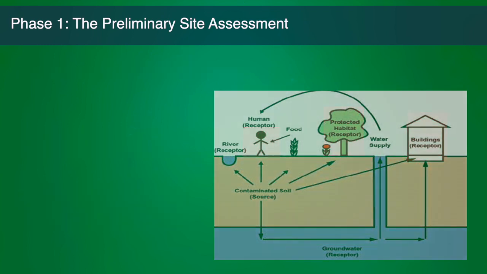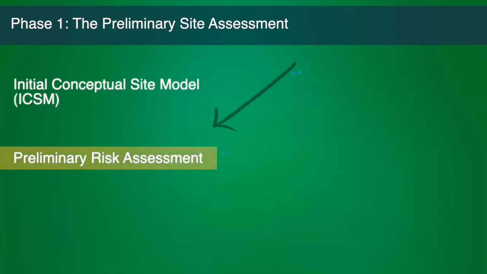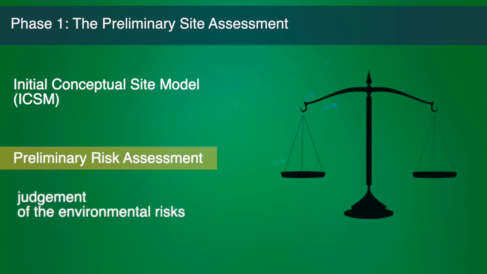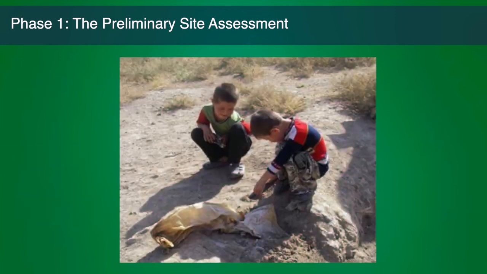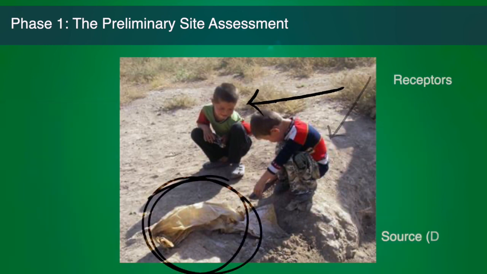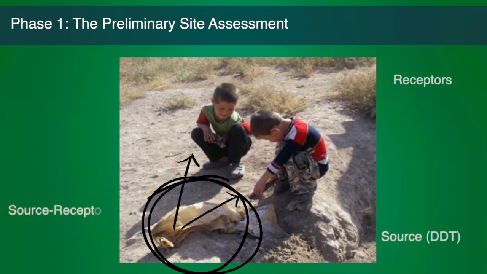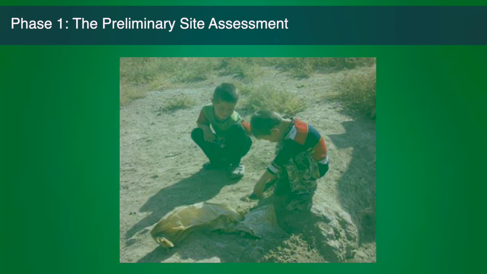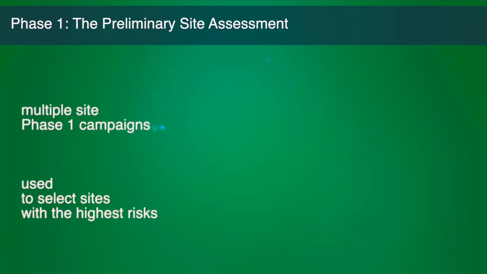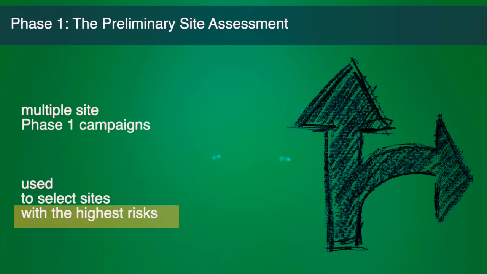The ICSM is then used to obtain the second deliverable of Phase 1, the preliminary risk assessment. The result of the risk assessment is your judgment of the environmental risks at the site. To give an example of a simple ICSM, in this picture, the 2 boys are at risk as they are directly exposed to DDT. The source is the item containing DDT. The pathway is the touching of the DDT by the boys, and the boys are the receptors. As Phase 1 is not costly, multiple site Phase 1 campaigns can be used to select sites with the highest risks.